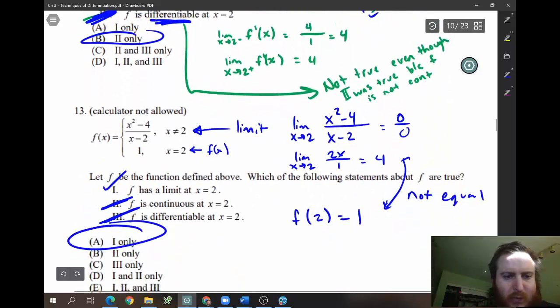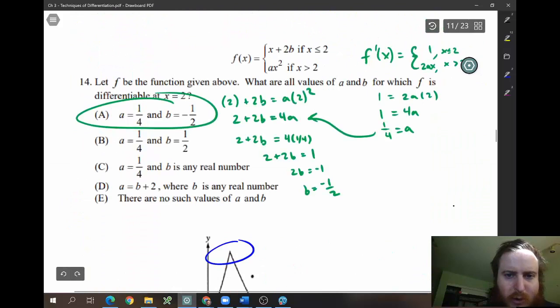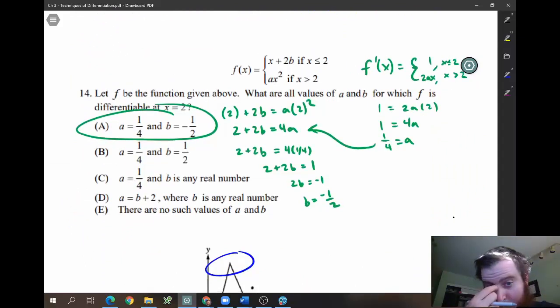All right, next we have this guy. What are all of our values for a and b where f will be differentiable at x equals 2? So first we take our originals. 2 plus 2b equals a times 2 squared. So it gives us 2 plus 2b equals 4a.